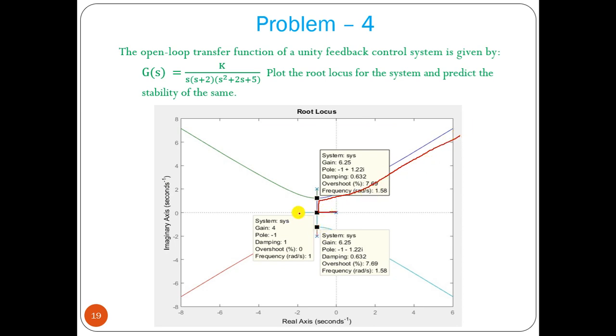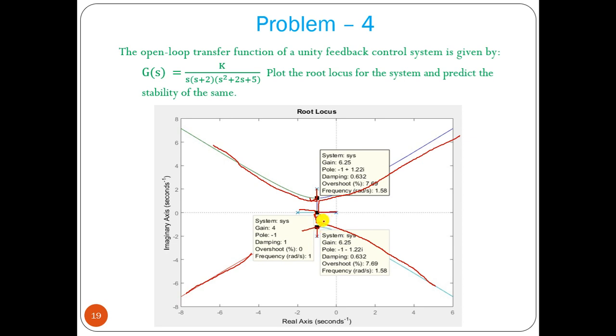Okay, this pole comes here, breaks away, comes here, breaks away, and it should go this way. This pole comes here, breaks away, and goes this way, and this pole also comes here, breaks away, and goes along this asymptote line. So this is the plot. So we can see three breakaway points.